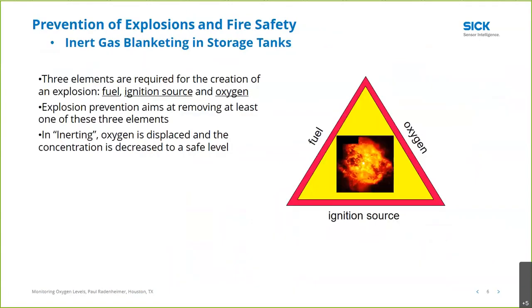But today we want to prevent explosions and encourage fire safety. And we're going to do that through inert gas blanketing. There are three elements required for an explosion or a fire: fuel, an ignition source, and oxygen. Through inert gas blanketing, we aim to remove at least one of these three elements, which is the oxygen. In inerting, oxygen is displaced with another gas that has no oxygen in it, and this decreases the oxygen level in our enclosed space until it's at a safe level.